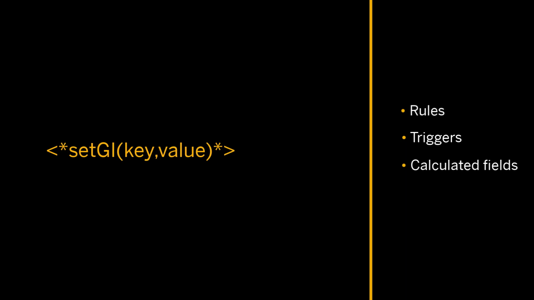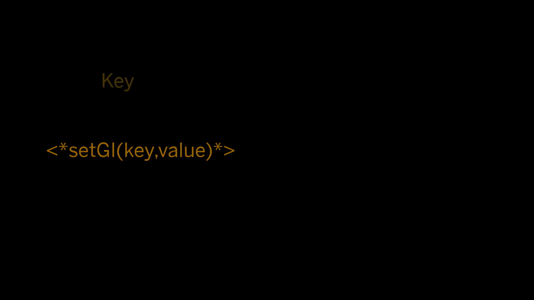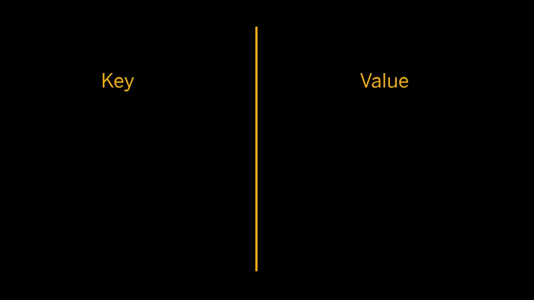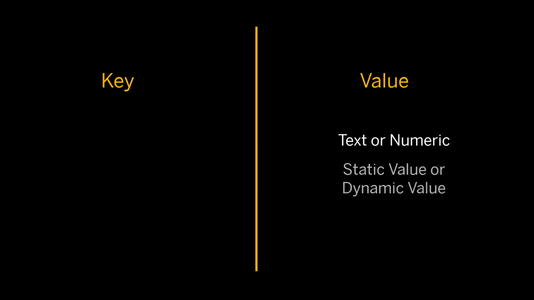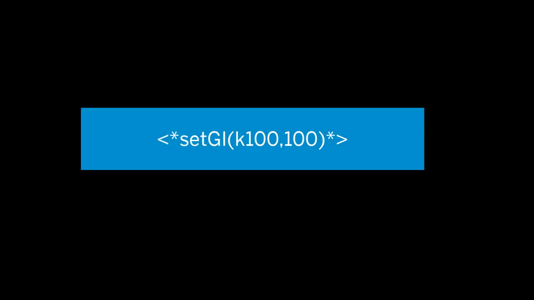To create a GI, I need to define a key and a value that the key holds. The value can be text or numeric, and can vary from a static value to a dynamic value using another expression. In this GI expression, K100 is the key, and 100 is the value of that key.